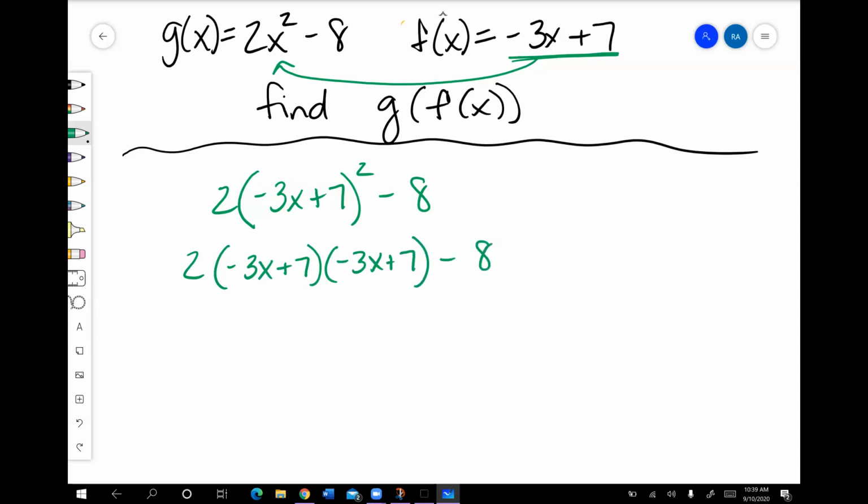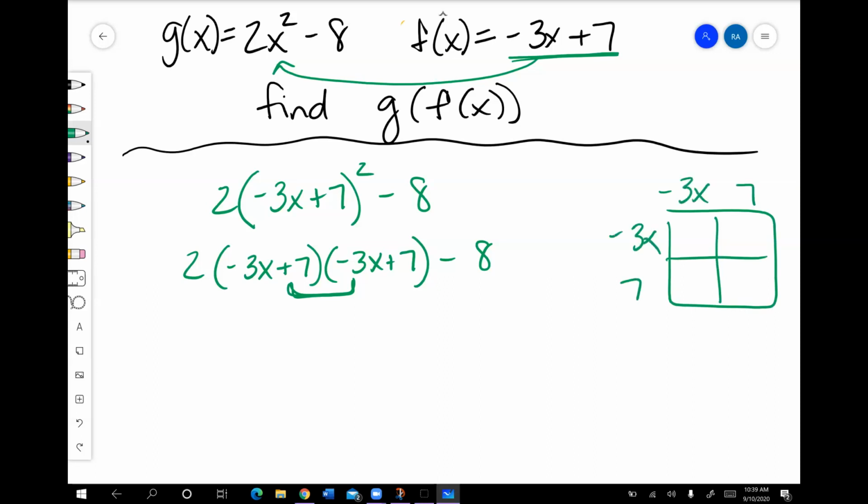Okay. And now I need to box these out or double distribute, whichever one you prefer. Okay. So I'm going to box them out. Negative 3x and 7. I get 9x squared. That's a negative 21x, negative 21x. And that's going to be a 49. Pull your stuff out.